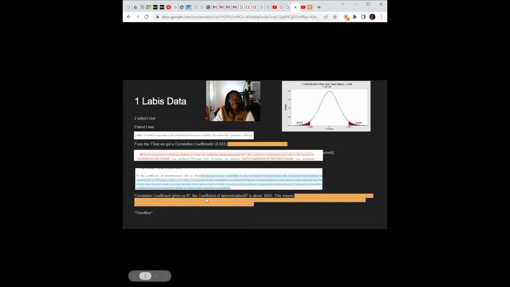The next thing we want to talk about is the coefficient of determination, or R squared. The R squared that we calculated from our data is going to be 0.0005. The main thing about this number, and we see how small it is, is that it basically means our data didn't have a lot of proven scientific correlation.